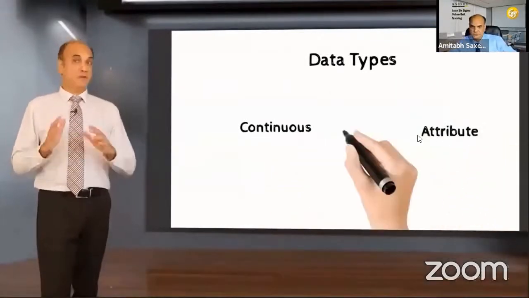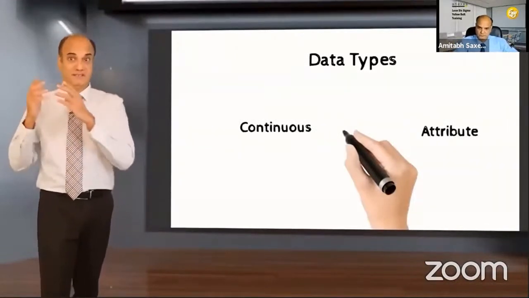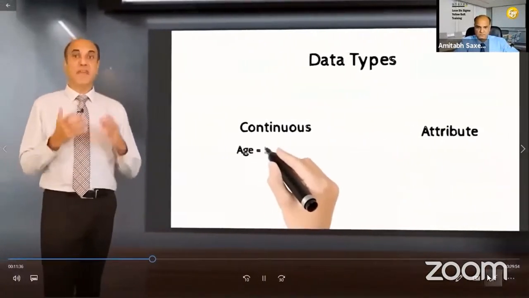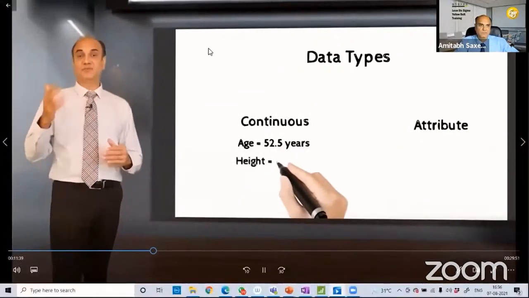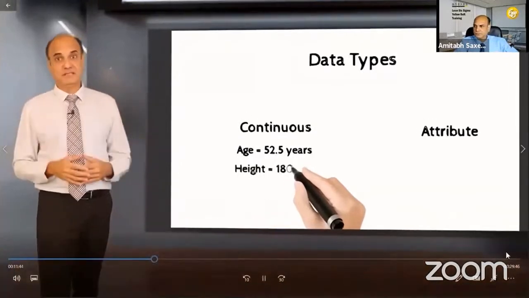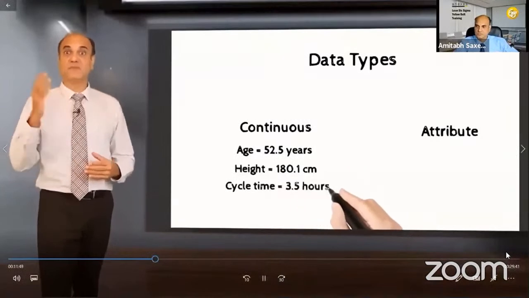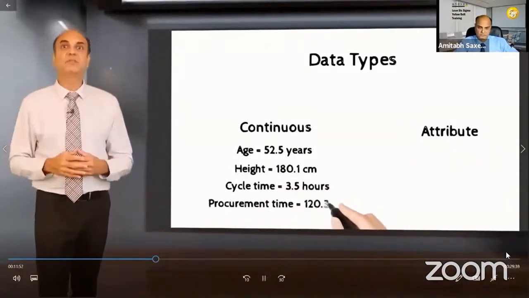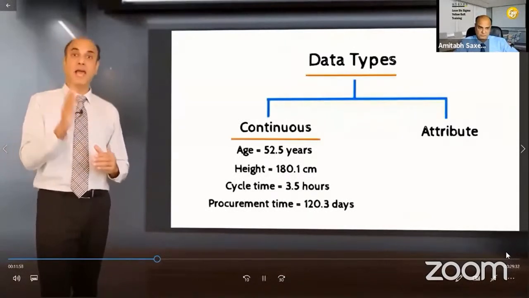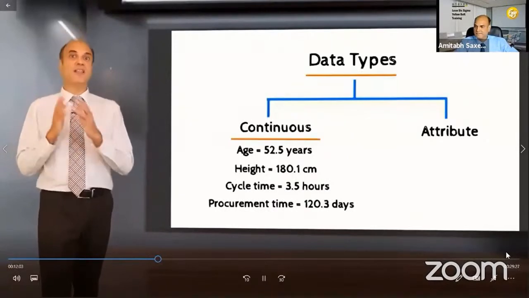Continuous data can be represented on a number line. It can have a decimal place. It can also have a unit. Say, for example, age, height. Age is 52.5 years. That's my age. Height, maybe 180.1 centimeters. Cycle time of a process, 3.5 hours. Or procurement time in an organization, 120.3 days. These are all continuous data because they all have a possibility of a decimal, meaning they can be expressed in decimal points, and also they all have a unit.